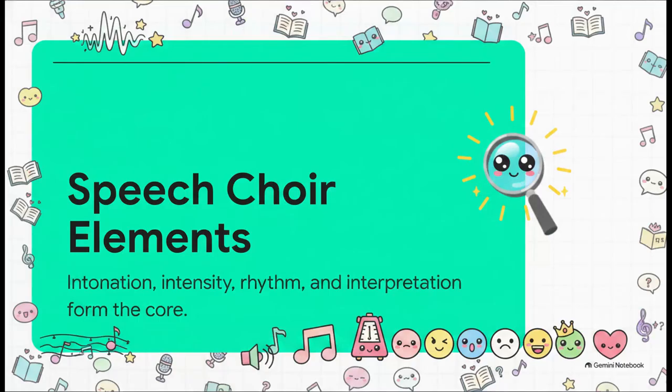Before you even think about organizing your group, you have to build your foundation. Think of these four elements as your choir's secret weapons. You've got intonation, which is the rising and falling of your voice. Then there's intensity, which dictates your tone. You also need rhythm, acting as the melody of the poem. And lastly, interpretation, which brings all that raw emotion. Master these four, and you literally have the keys to a brilliant performance.